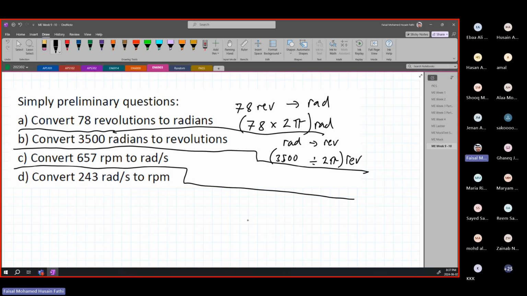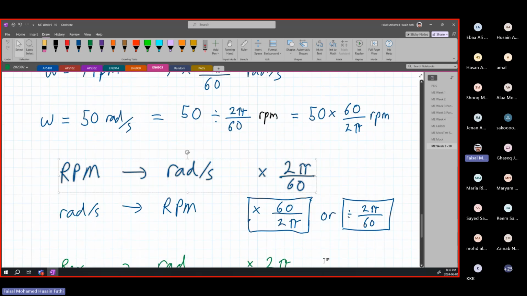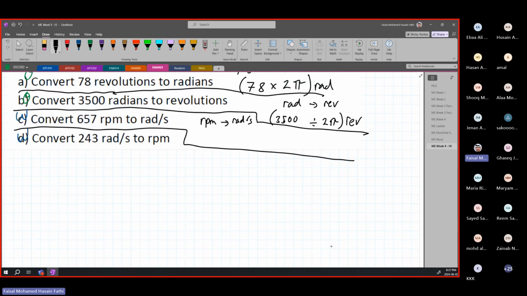What about 657 RPM to radians per second? Now we're talking about angular velocity. So this was theta, this was theta. Now we're talking about omega and omega. We're talking about angular velocity instead of displacement. Again, same thing, we need to see what we're going from. We're going from RPM to radians per second, so we are going to be applying this rule, which is times 2 pi over 60. So it's 657 times 2 pi over 60, and this will be whatever the answer is in radians per second.